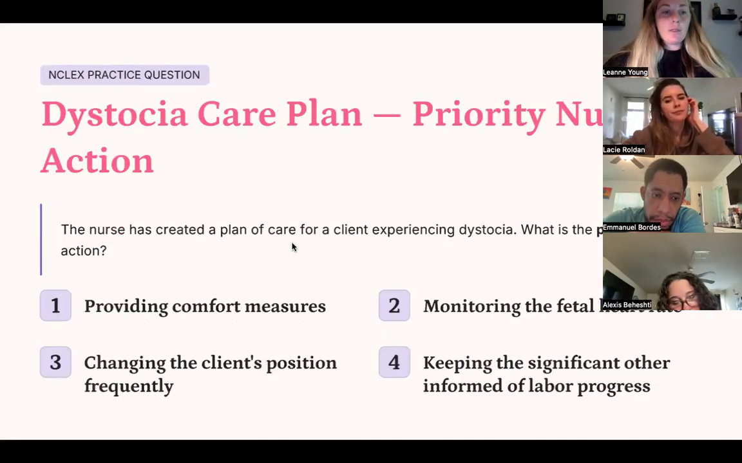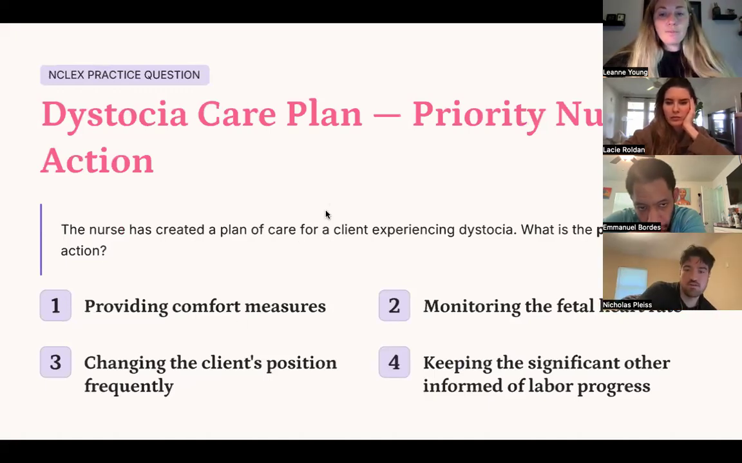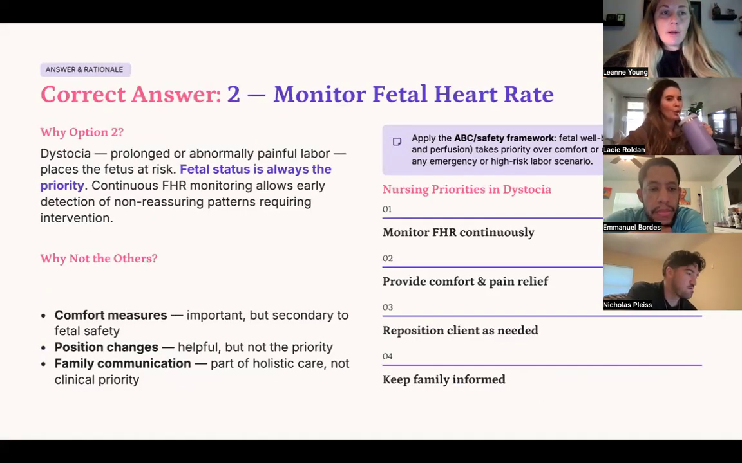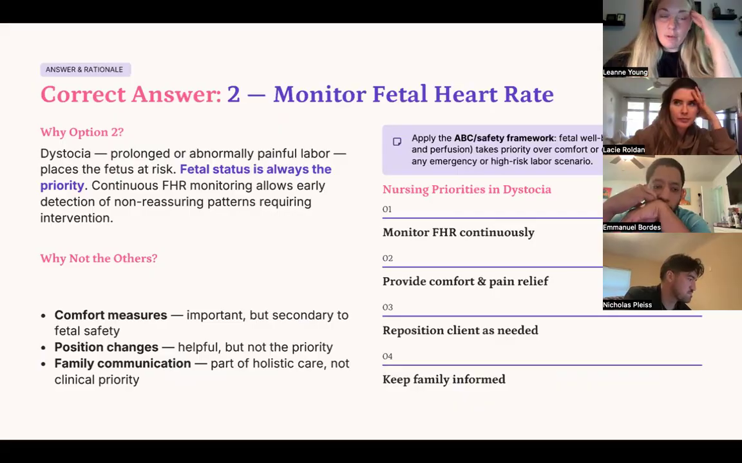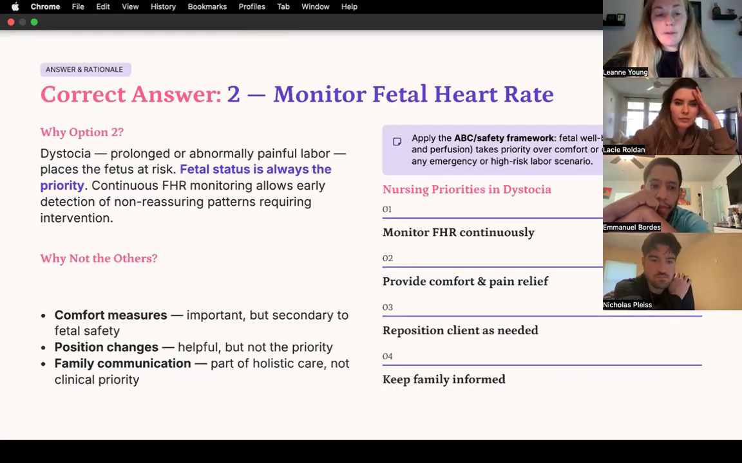All right. The nurse has created a plan of care for a client experiencing dystocia. What is the priority nursing action? Monitoring the fetal heart rate. Yes. So fetal status is always going to be our priority with dystocia or with really any other type of labor. We really want to make sure that our baby is tolerating labor, especially if we are not having a very adequate one. As far as the others, comfort measures are important but secondary to fetal safety.